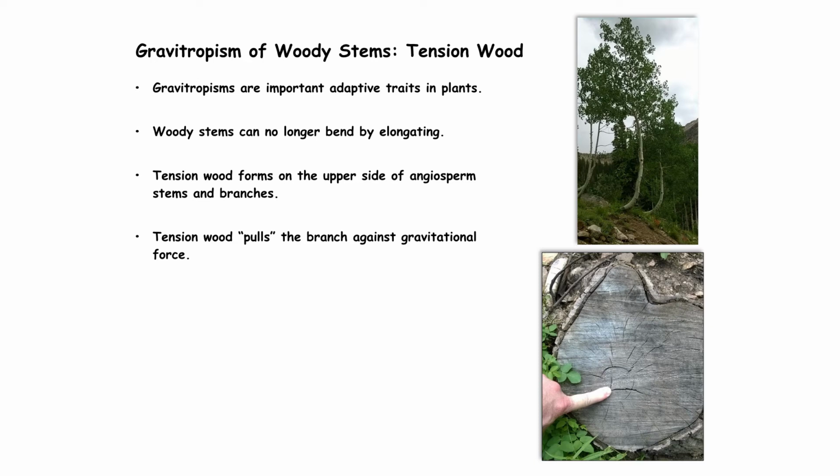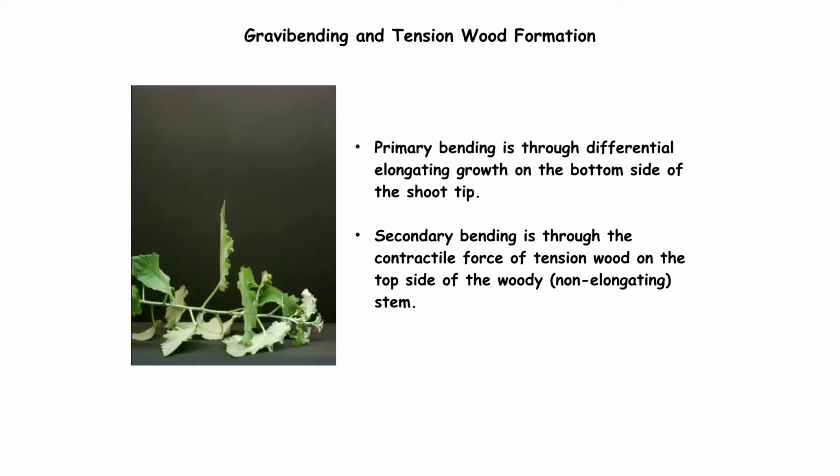Now, someone had cut one of these trees, and this is a cross-section through the stump. And what you can see is that there was a lot more growth on what would be the upper surface of the stem. Now, it turns out that this wood, which we call tension wood, has special properties that allow it to create a tremendous contractile force to pull the tree upright. Now, I have a little movie that shows you what this looks like in action.